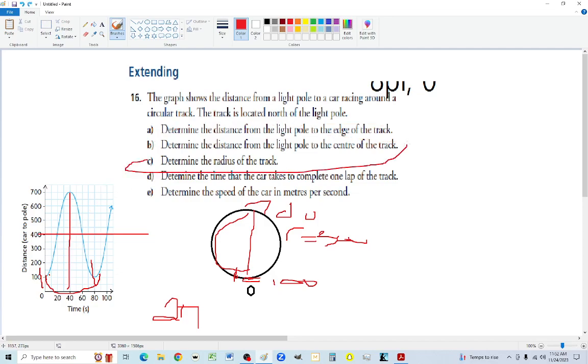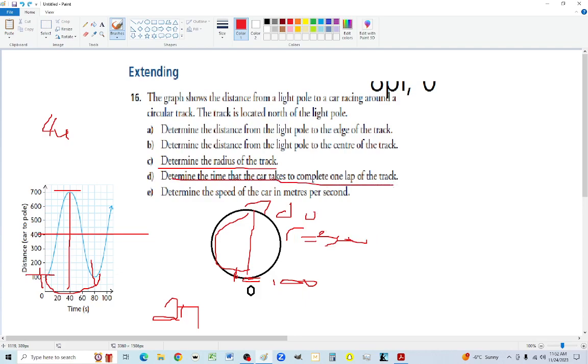Determine the distance from the light pole to the center of the track. That would be right here. And to do that, we take the furthest two points and take an average. 700 plus 100 divided by 2. That's 800 divided by 2, which is 400. And that's how you determine the axis. 400 to the center. Determine the radius of the track. Well, we did that, 300.